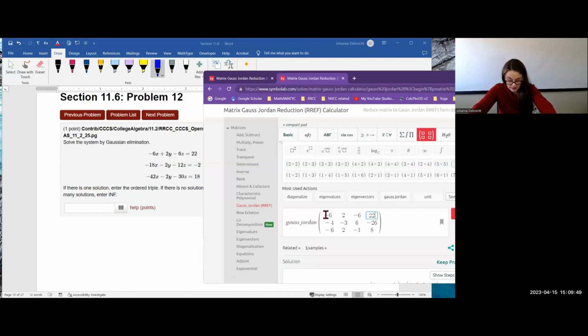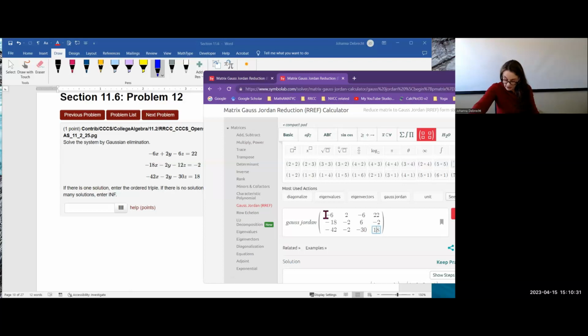22. Tab, the negative 4 needs to become a negative 18. The negative 3 needs to become a negative 2. And the negative 26 just needs to be a negative 2. Make sure you put them in correctly or it obviously will not work. And that needs to become negative 42. And then this needs to be a negative 2, so just add the negative. And then this needs to be negative 30. And finally, the last one needs to be 18, right?